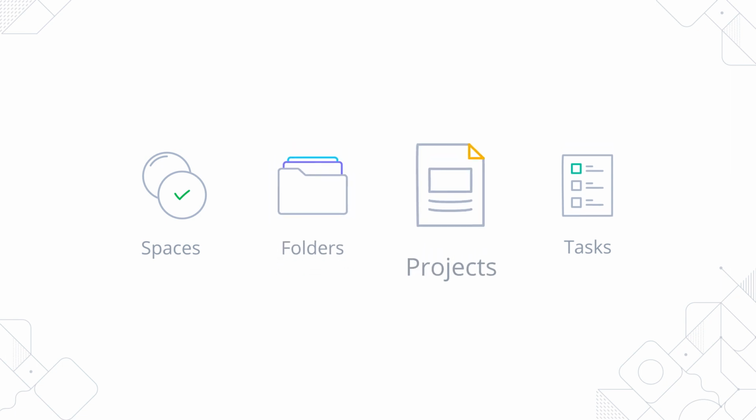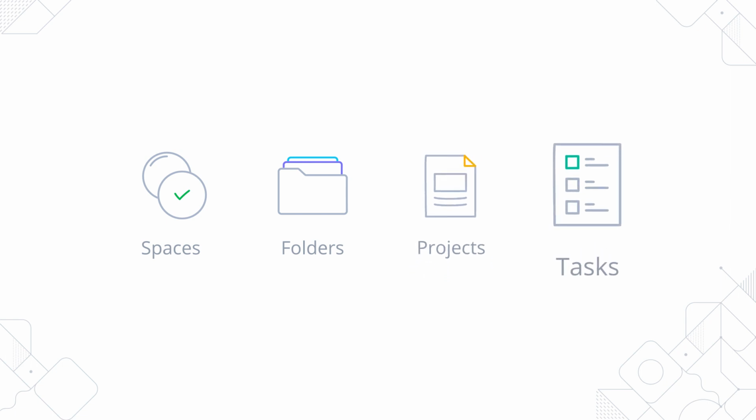Projects are the essence, containing several interconnected tasks dedicated to a single goal. Tasks are the main actionable units in Wrike. They keep track of what needs to be completed.